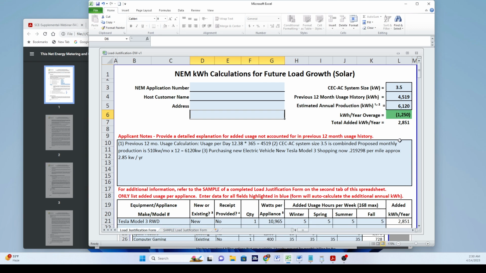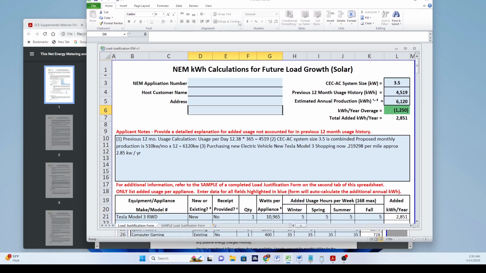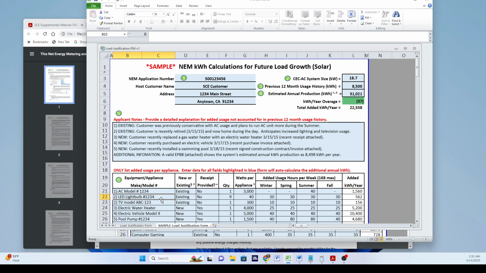And it gets me this 2851. Okay, which puts me back the other way. So instantly, with one line of the Tesla, my system is back in balance. So let's take a look at another way you can do it.